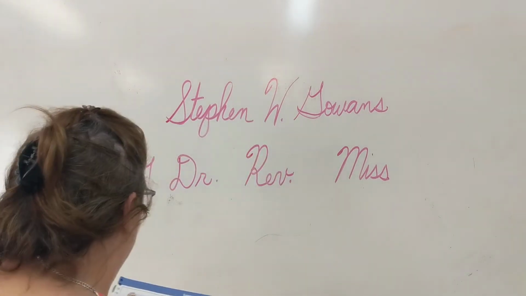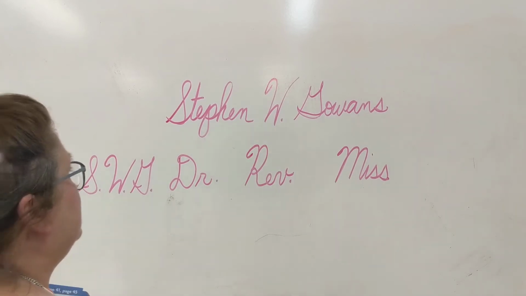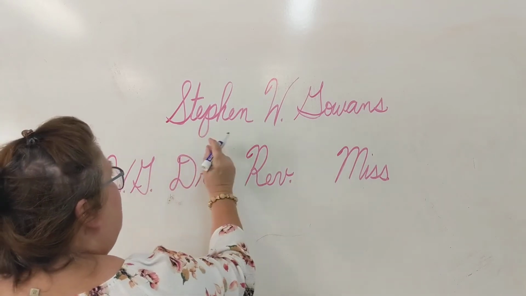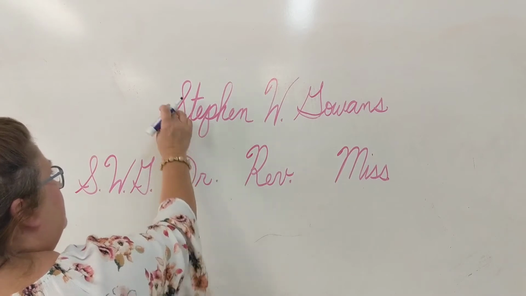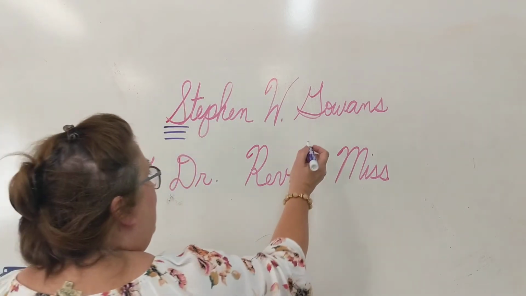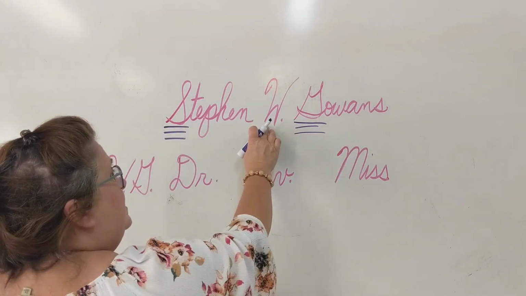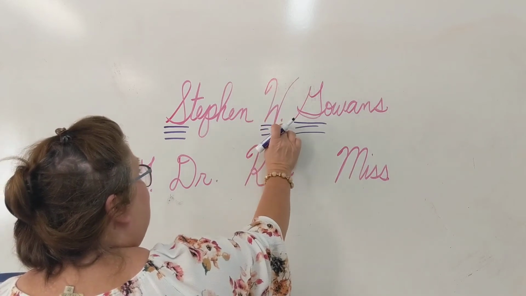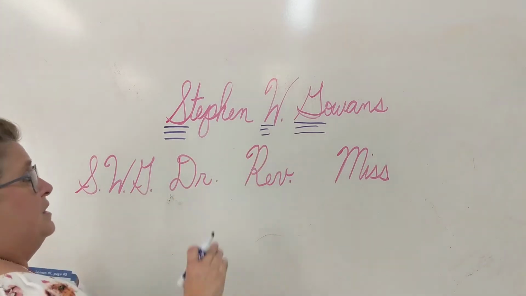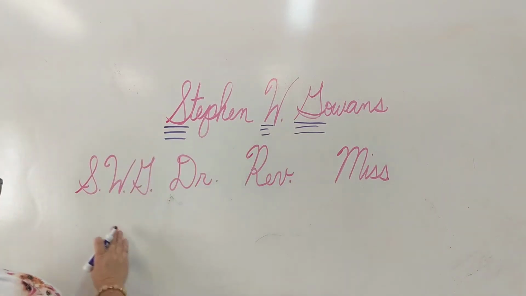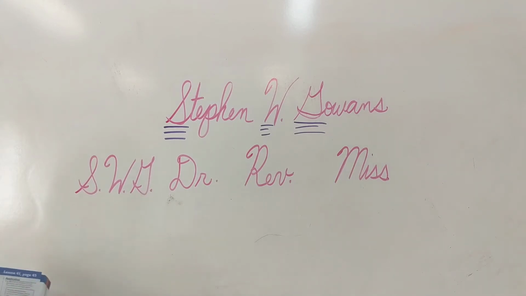Today we are going to talk about names, initials, and titles of respect. So this man's name is Stephen W. Gowans. His S is capitalized because it is his name. Gowans is his last name. That's capitalized. W is his middle initial. So it's a capital W, and that initial gets a period after it. So Stephen W. Gowans, initials would be capital S, period, capital W, period, capital G, period.